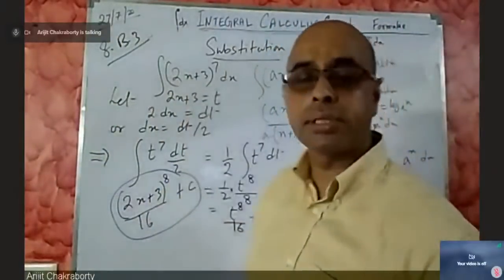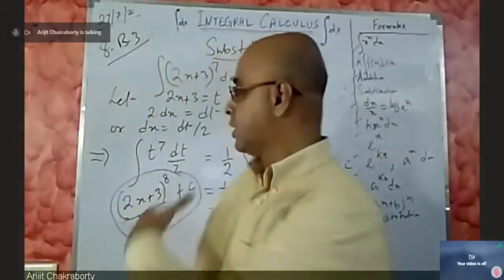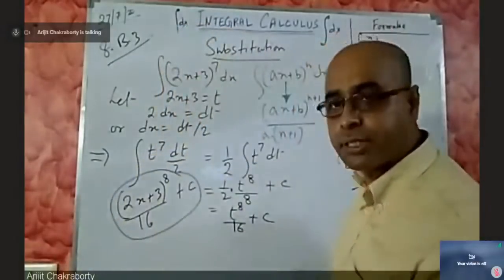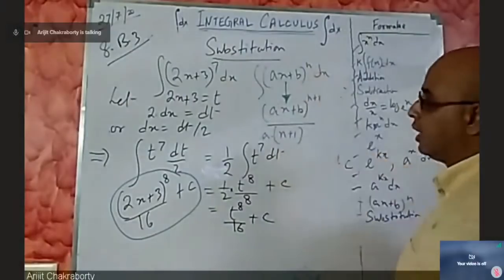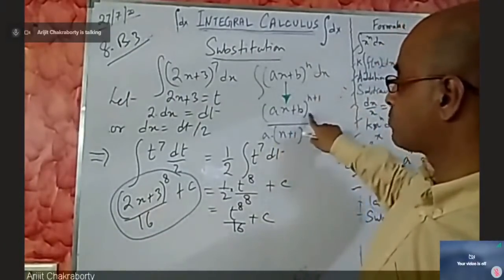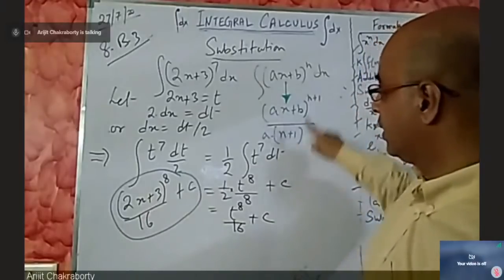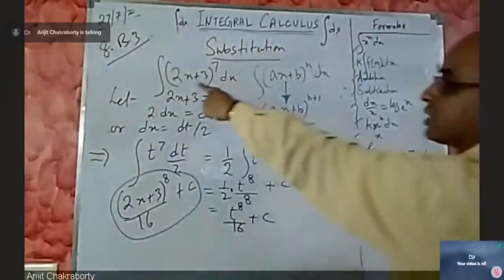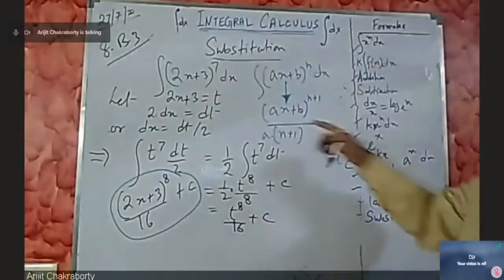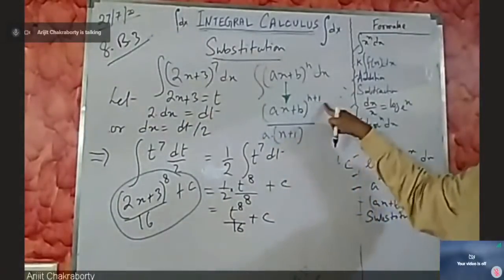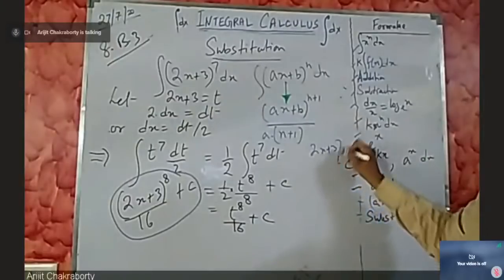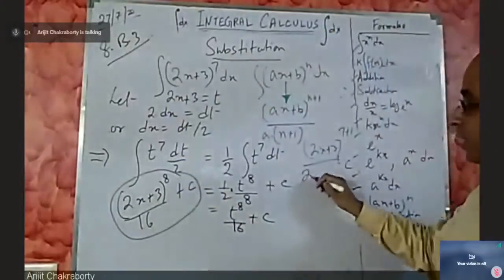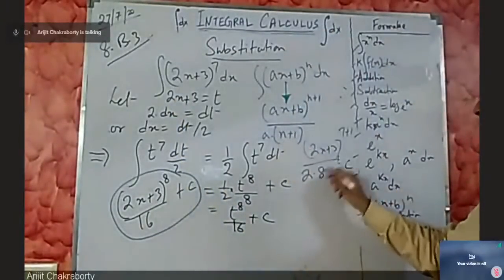This is an example which is done in the study material, and I explained it once more, and I'm sure you are now clear with how we are substituting in ax plus b to the power n, and how this is coming to ax plus b to the power n plus 1 by a into n plus 1. If you just apply the formula without following the substitution, the same result will come. Ax plus b, that is 2x plus 3, to the power n plus 1, so it will become 2x plus 3 to the power 7 plus 1. In the denominator you have a is 2, so I write 2 here, into n plus 1, that is 8, which gives 16.